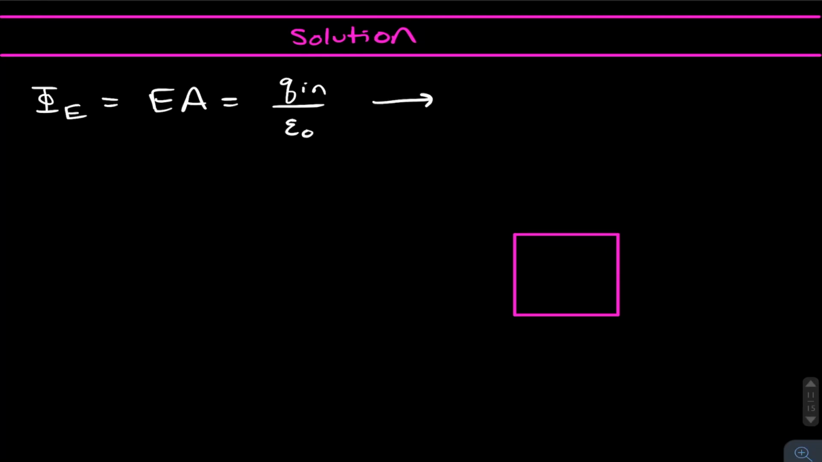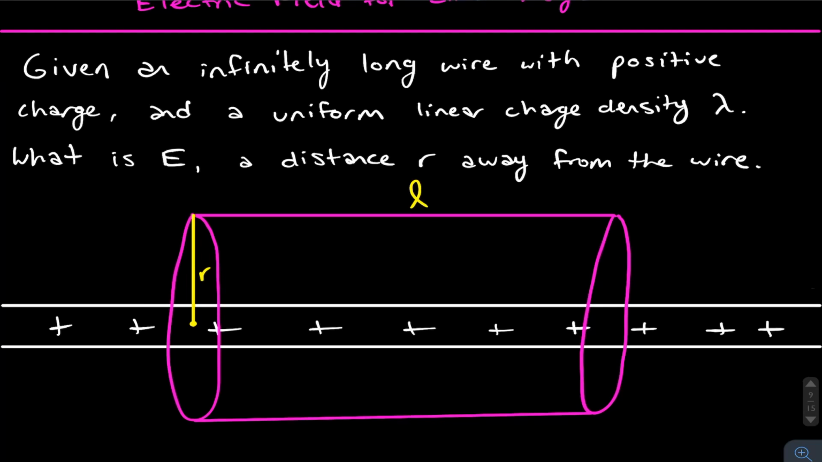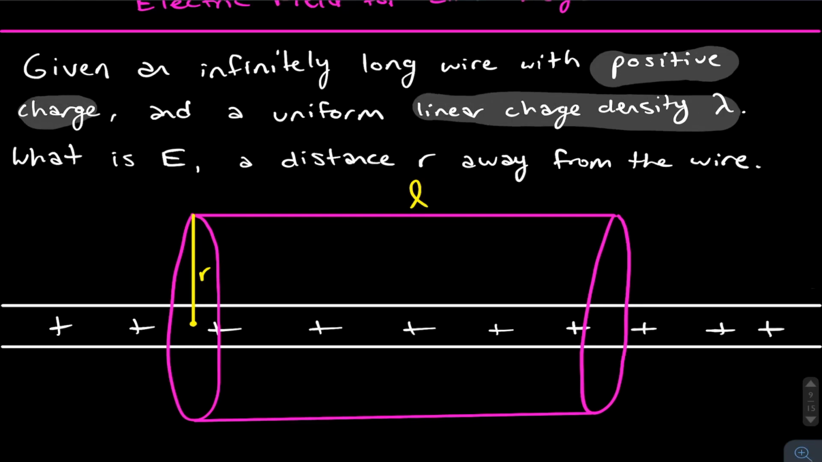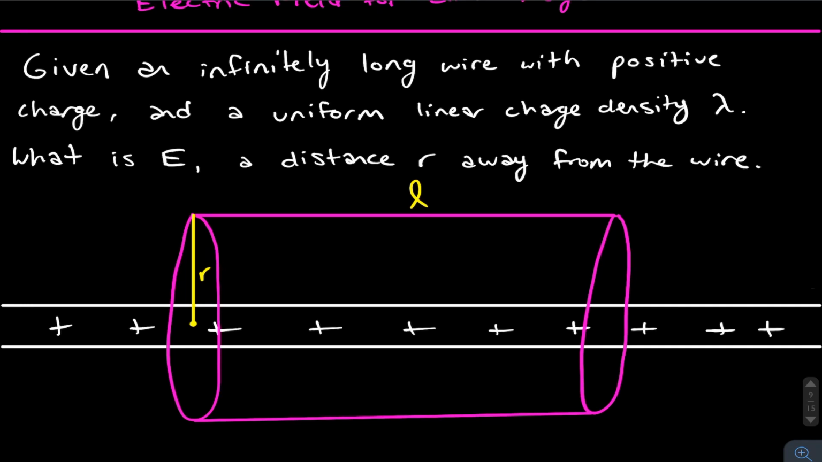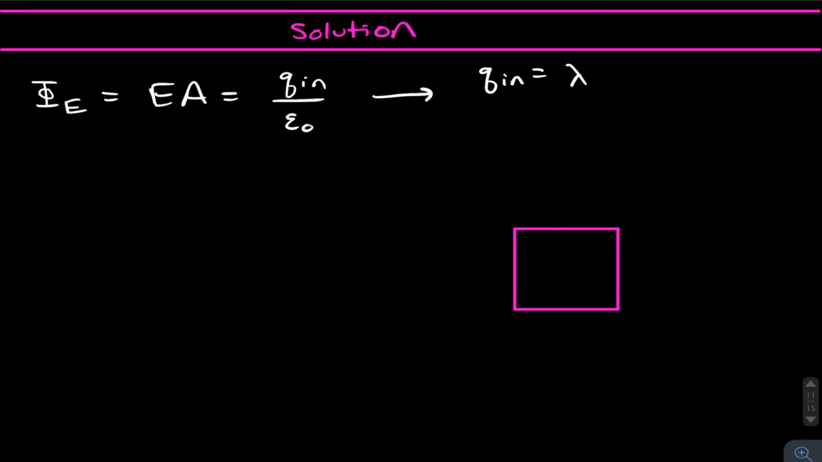In the problem, we were given two main things: the positive charge, and the uniform linear charge density lambda. Much like before, where the uniform volume charge density times the volume gave us our charge, here it's just going to be the uniform linear charge density times the length of the cylinder. So that's the charge enclosed of the cylinder.